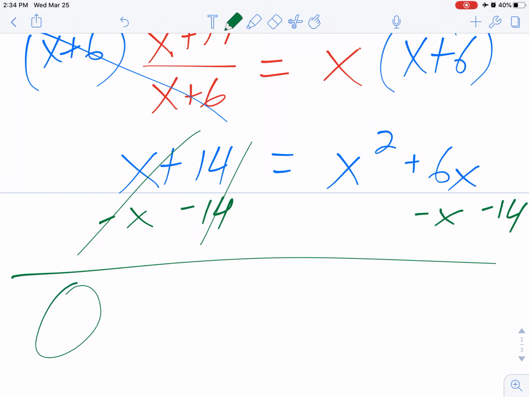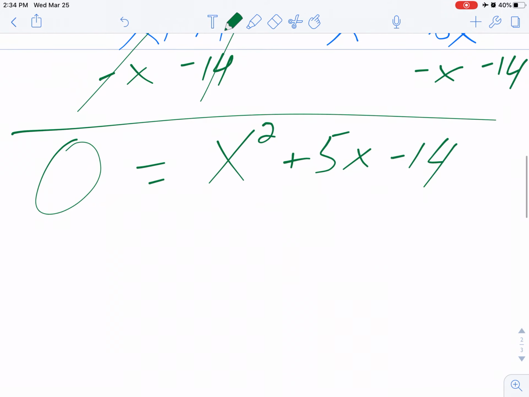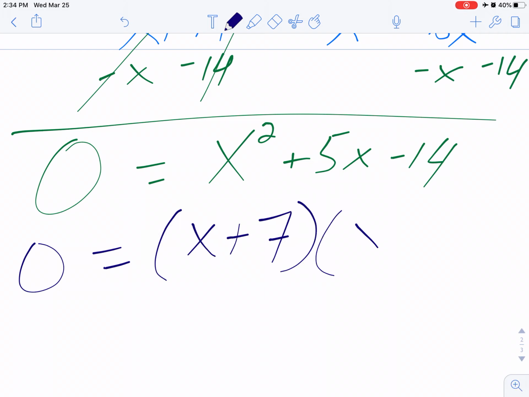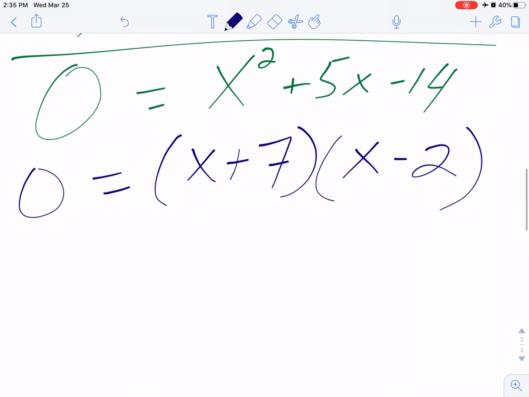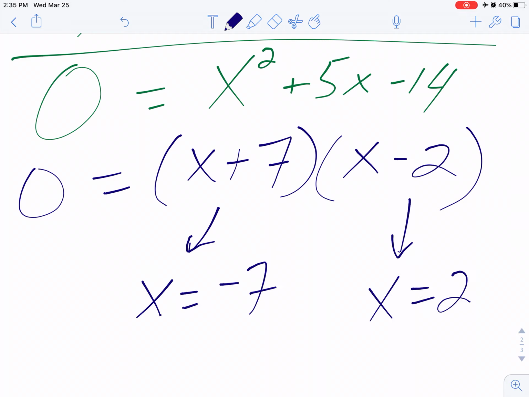And if you prefer to use the quadratic formula, you can do that. But again, most of these are going to factor. When you do this assignment, if you have to deal with a quadratic, I'll tell you right now, most of them will be factorable. So this one factors into x plus 7 times x minus 2. That gives us our two possible answers of x equals negative 7 and x equals 2.